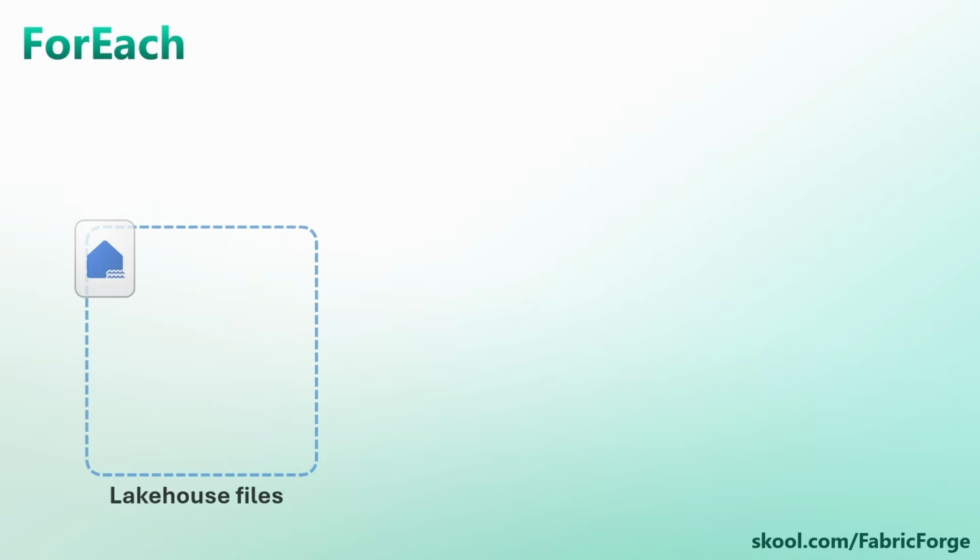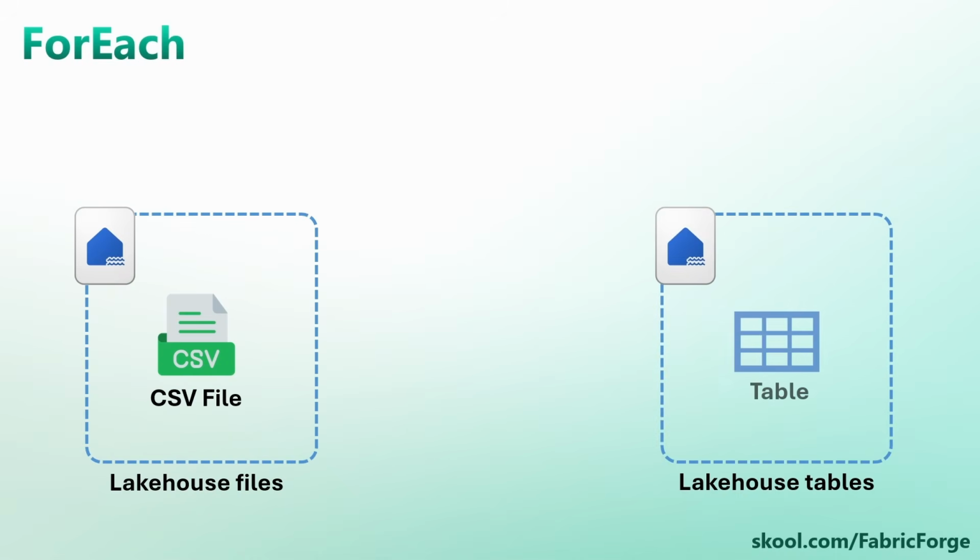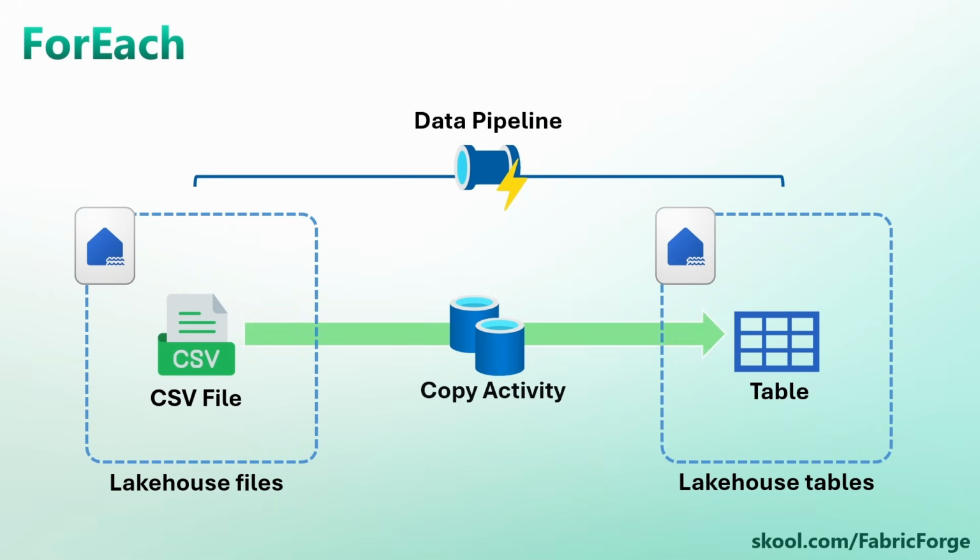First, let's imagine a situation that we have a CSV file in our lakehouse and we would like to copy this file to a lakehouse table. In Fabric, we have multiple ways of achieving this goal, but using data pipelines is one of the easiest and best ways of achieving this goal. And building this kind of pipeline is a really simple task, and one copy activity in a pipeline should be enough to handle this case.